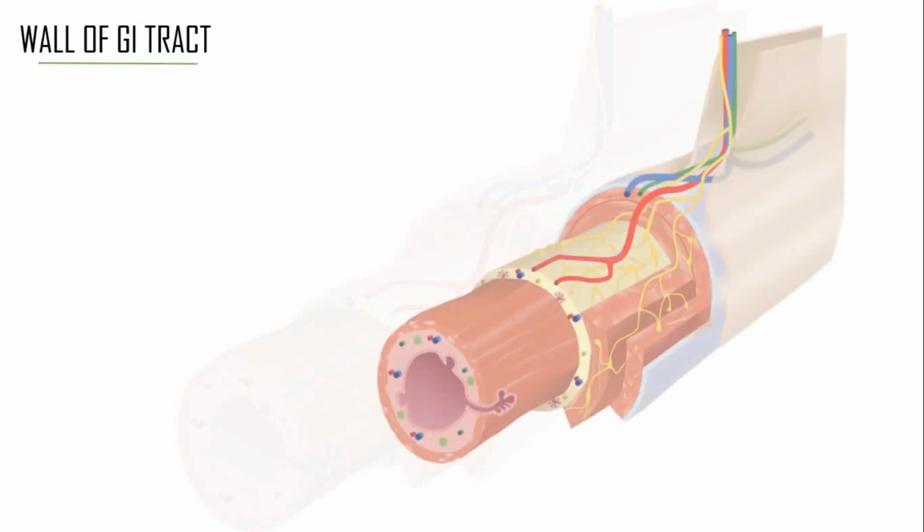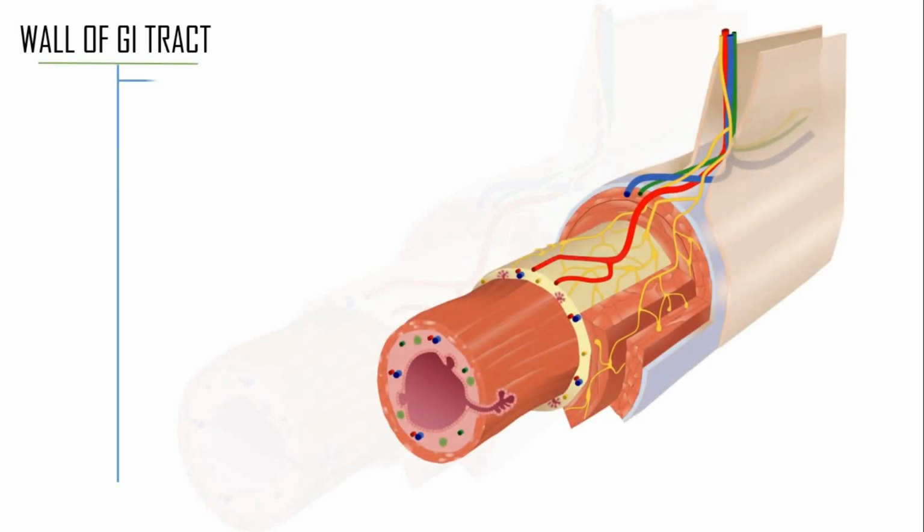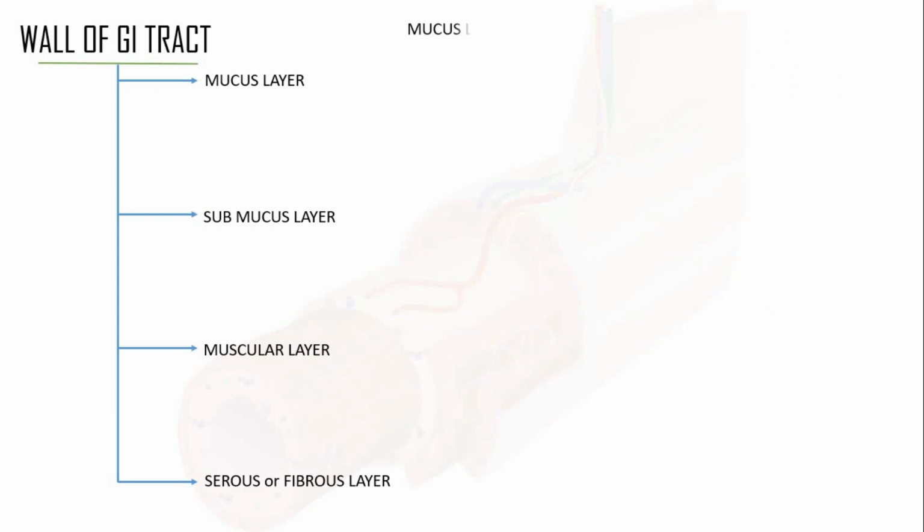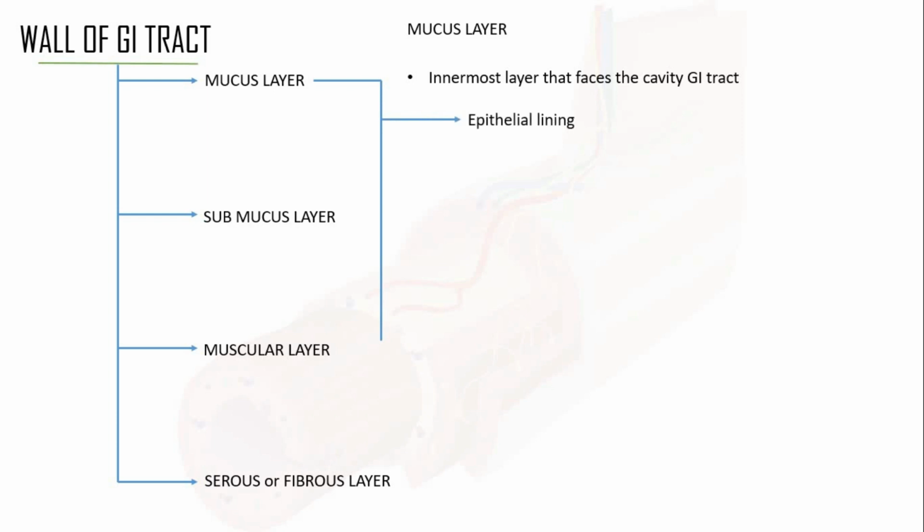In general, the wall of the gastrointestinal tract, or the GI tract, has four layers: mucous layer, submucous layer, muscular layer and the serous layer, also known as the fibrous layer. The mucous layer is the innermost layer that faces the cavity of the gastrointestinal tract and always comes in contact with the food particles. It has three layers: the epithelial lining, the outermost layer, the lamina propria and the muscularis mucosa. The epithelial lining always comes in contact with the food particles.